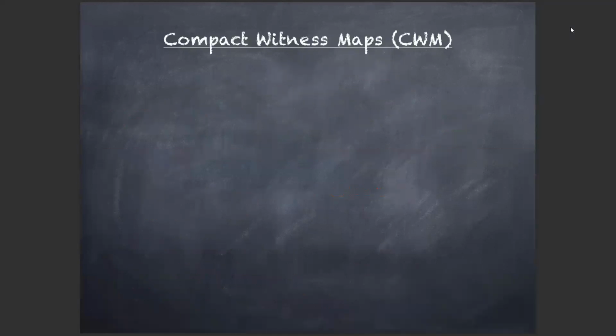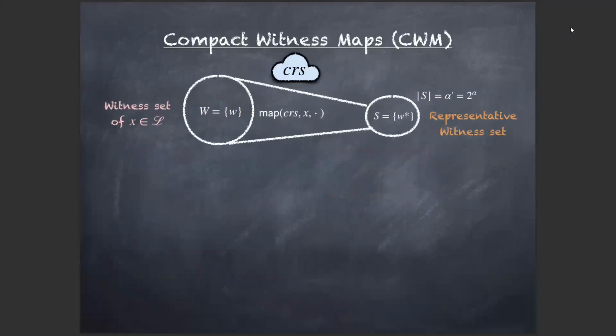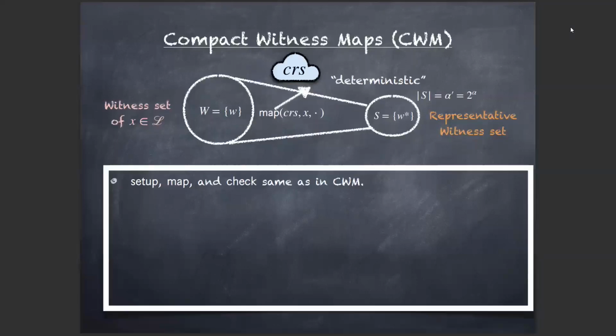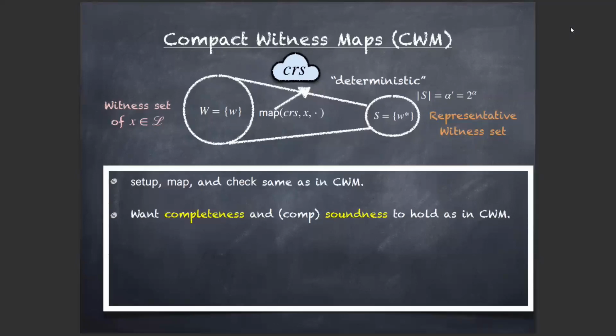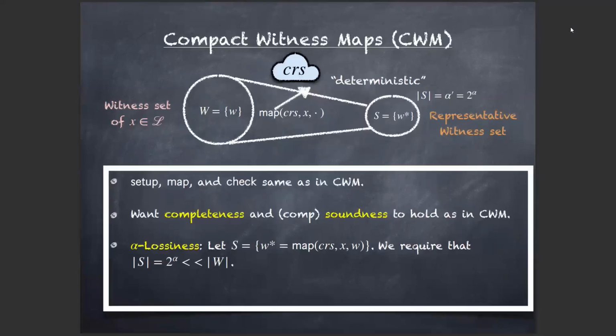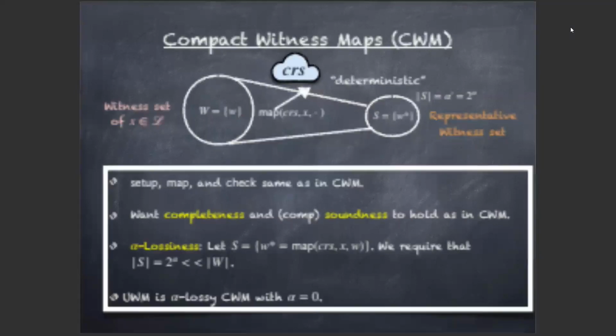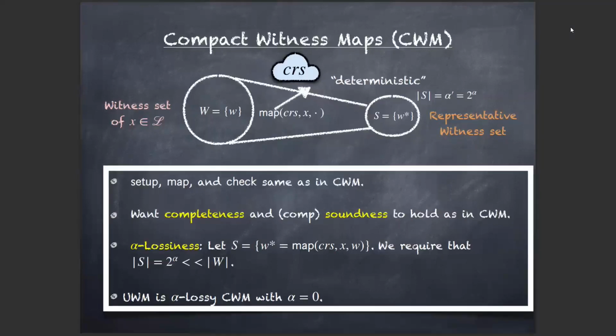So another relaxation of unique witness maps is something called compact witness maps. Here, instead of mapping everything to one proof, I map it to a much smaller set of proofs. I'll call this set S. And as before, the algorithms are the same, and I want the same completeness and soundness guarantees. But instead of uniqueness, I want alpha-lossiness, which says that the size of this set S is bounded by 2 to the alpha, where alpha is some compactness parameter. So note that UWMs were a special case where alpha is 0. So you map to the same proof.